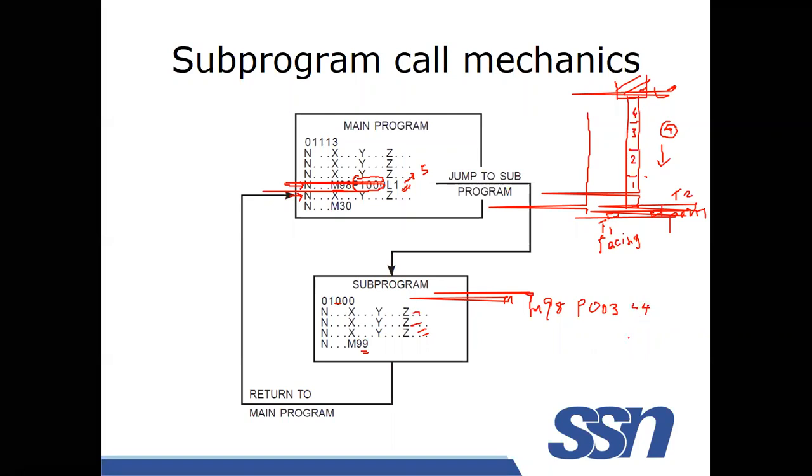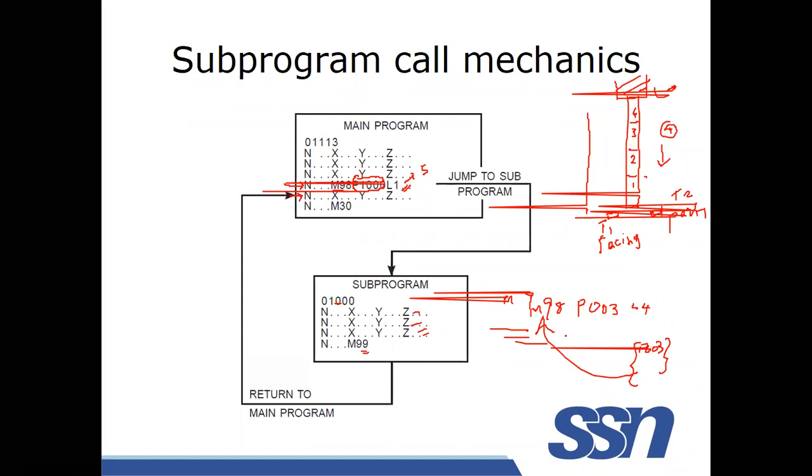Means 4 times it will be called. So whatever necessary instructions are required, I can write in this program. This is P00, program number 003. Once this is executed, now I can write like this: spindle stop, and I can stop running the program.